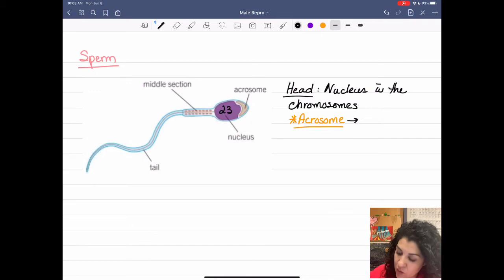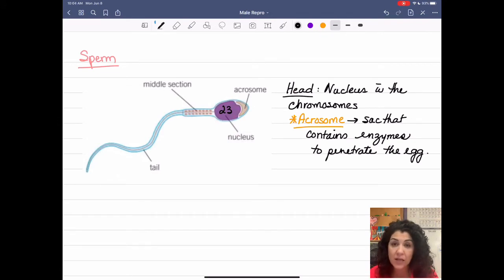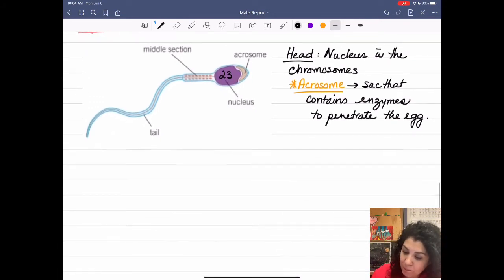Okay, so this is a sac that contains the enzymes needed to penetrate the egg. And when the sperm touches the egg, that particular sac ruptures and releases the enzymes. And sometimes it is the contribution from several sperm in the same area that allows the egg to be penetrated, and then only one sperm will make it through. Okay, so that's the head.